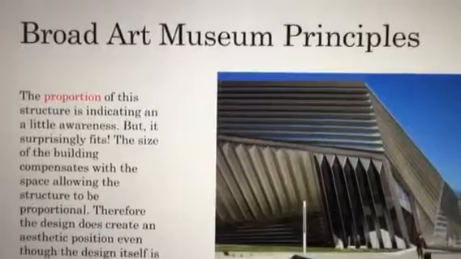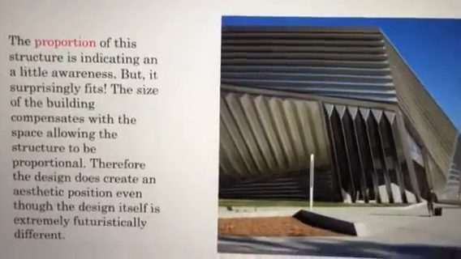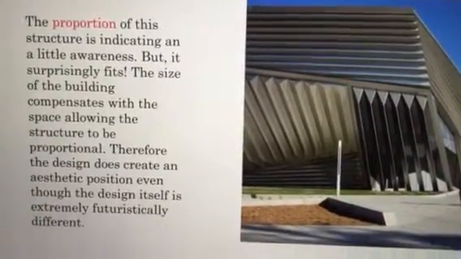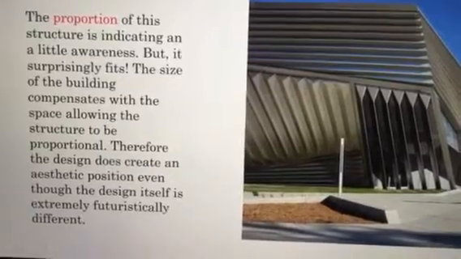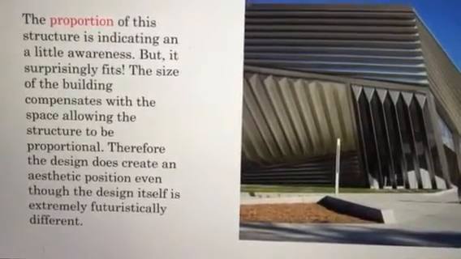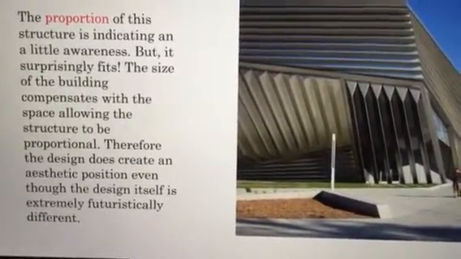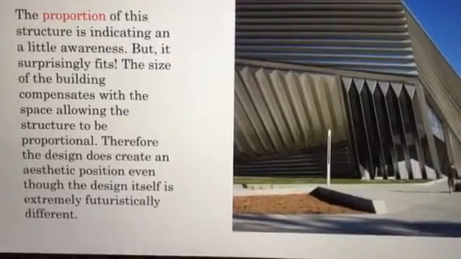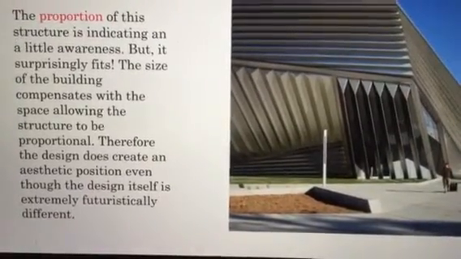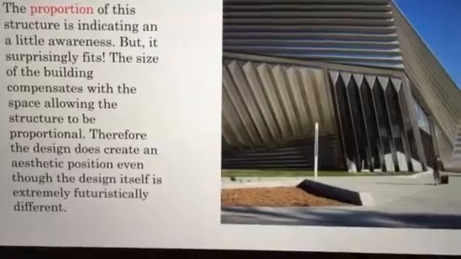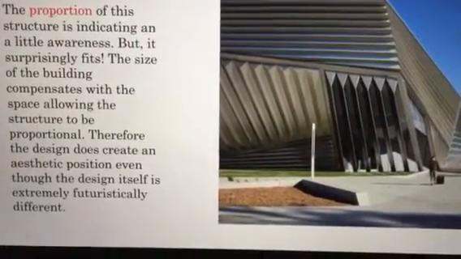Now it's time for the Broad Art Museum principles. The proportion of this structure is indicating a little awareness, but it surprisingly fits. The size of the building compensates with the space, allowing the structure to be proportional. Therefore, the design does create an aesthetic position, even though the design itself is extremely futuristically different.